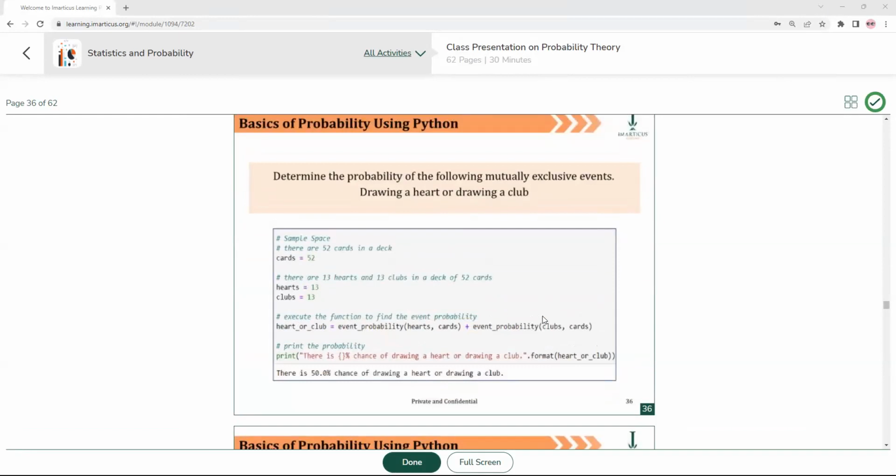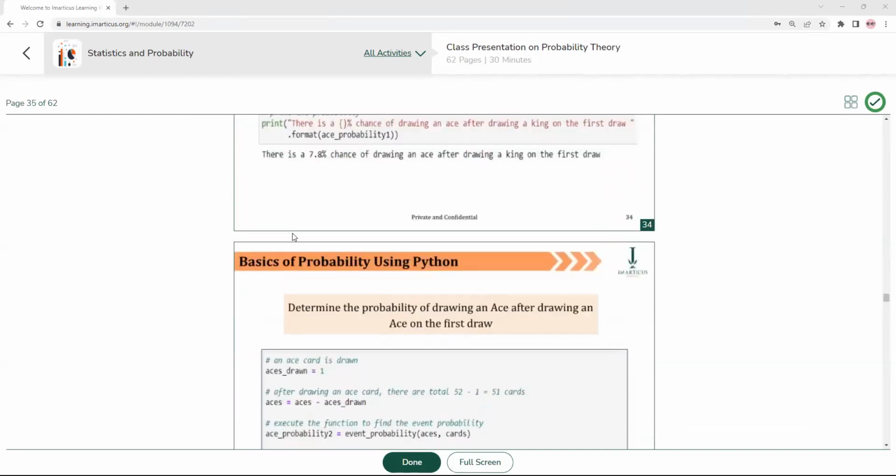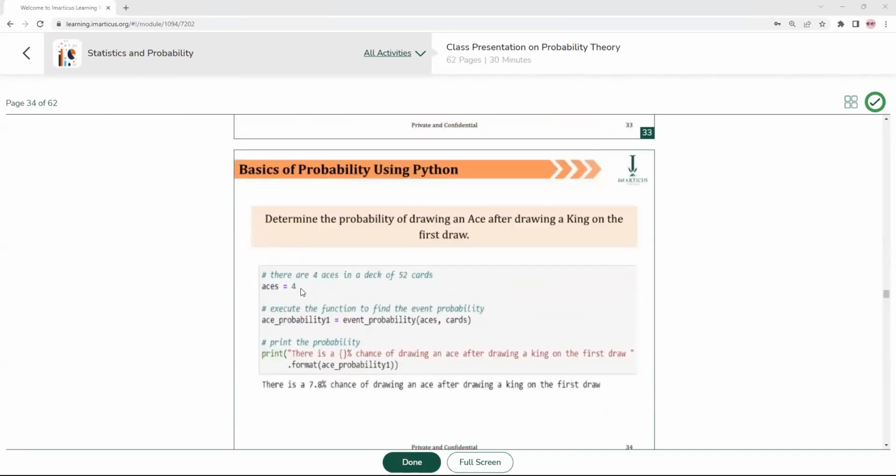Now here they are mutually exclusive events. Drawing a heart or drawing a club. Mutually exclusive होता है तो क्या होता है? एसेस नहीं डिफाइन किया है, एसेस ऊपर ही डिफाइन किया था भाई. यहाँ पे किया था पिछले वाले में.